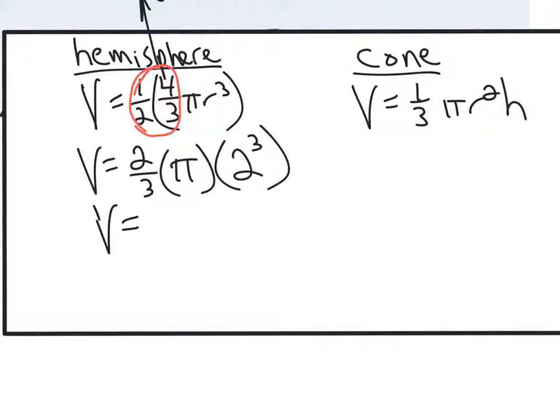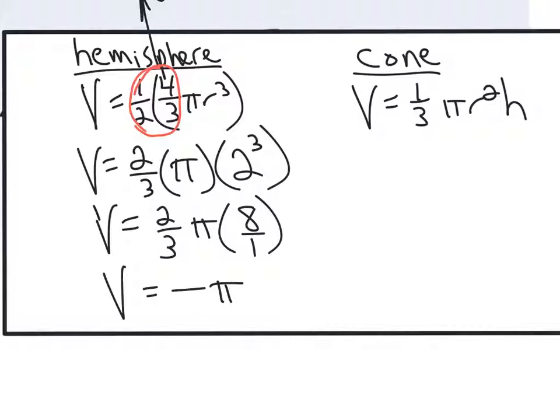We can simplify this a little bit here. So 2 cubed means 2 times 2 times 2, which is 8. And then at that point, if you want to, you can put that as 8/1. You can multiply across. And then what I'm going to do, saving my pi, I'll just put the pi after whatever number I get here. So this would be 16/3. So 16/3 pi is the volume of the hemisphere.